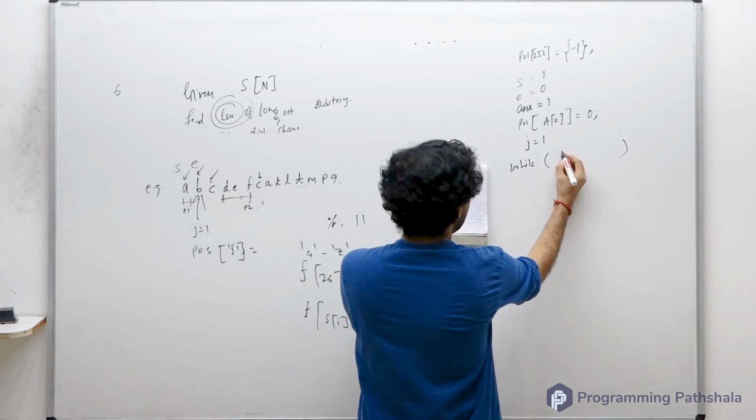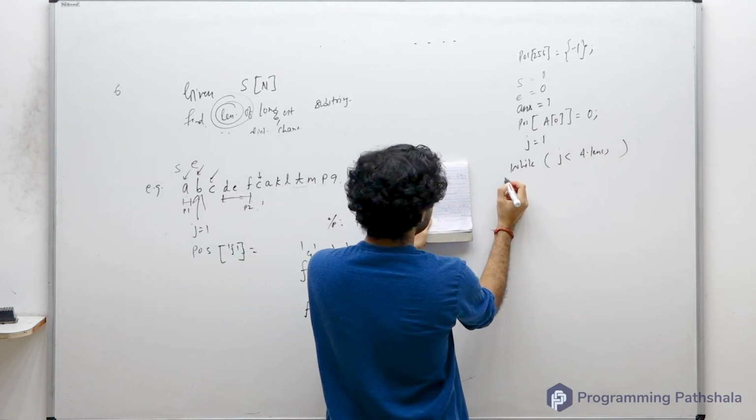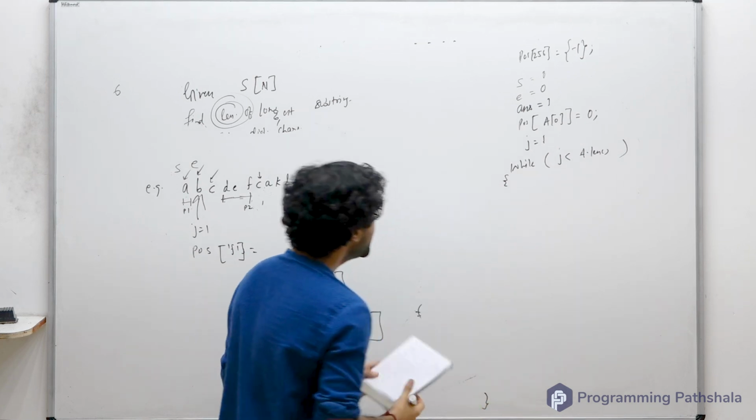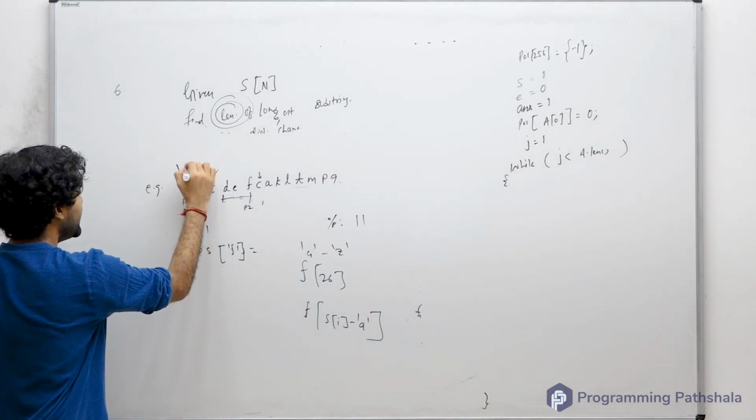So by the time my J has become a dot length, I would want to terminate. Okay, cool. So let's say I am here. So currently my S and E both are here.